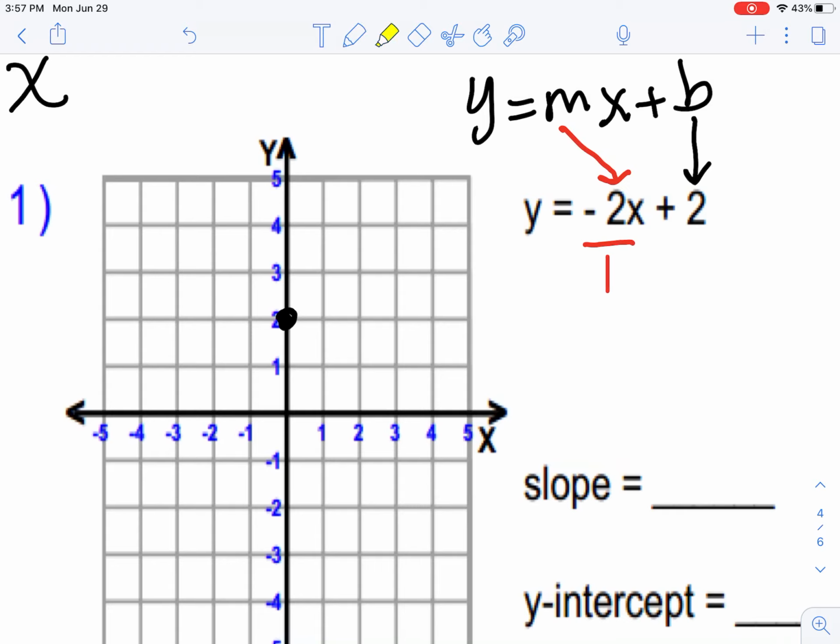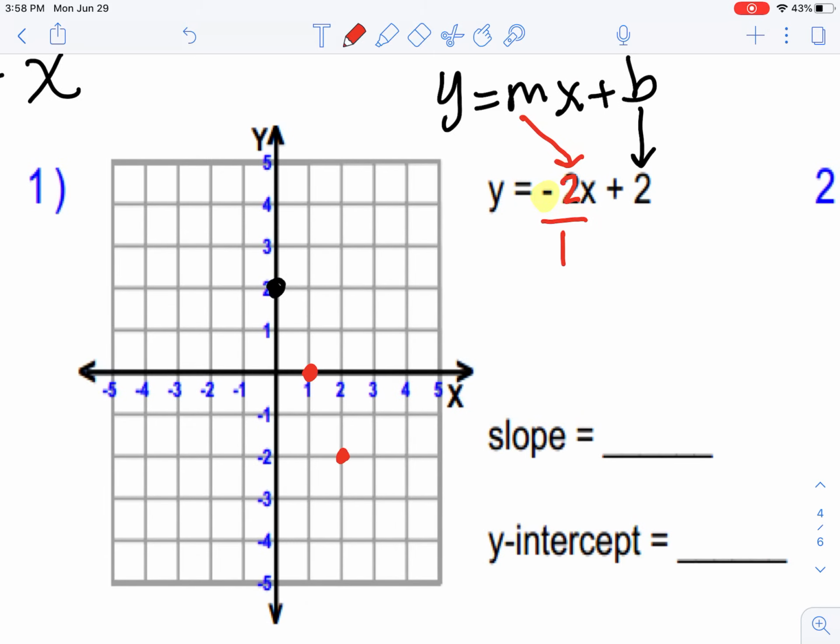And so now, don't forget that there is a negative here. So you go back to the y-intercept at 2. And now we're going to go down 2, right 1. So down 2, right 1. Okay. So we're going to have a point here. And you can do that throughout the grid. Down 2, right 1, down 2, right 1. Now the opposite holds true. The opposite of down 2, right 1 would be up 2, left 1. Okay, so up 2, left 1.